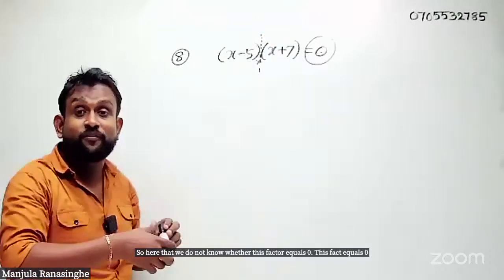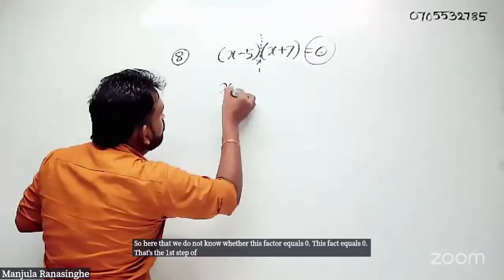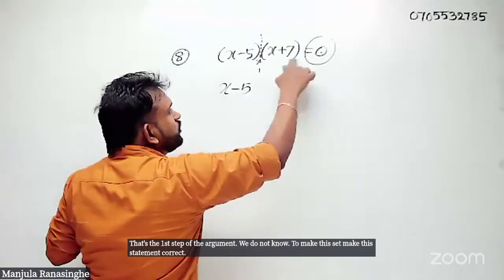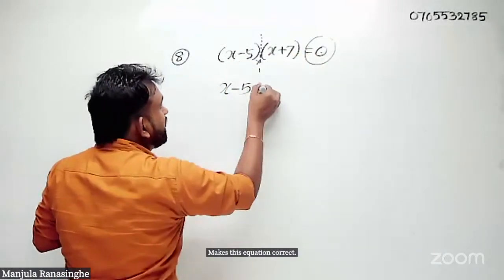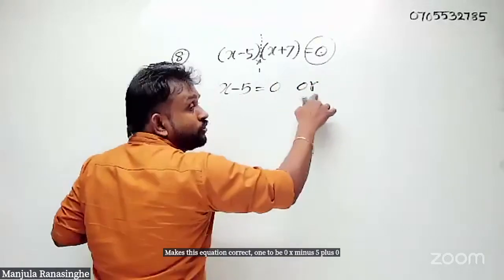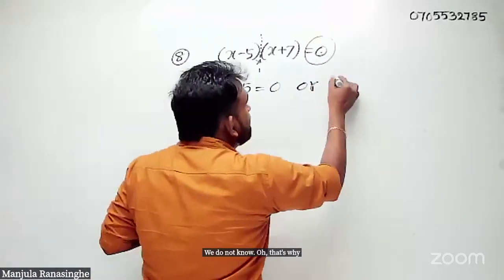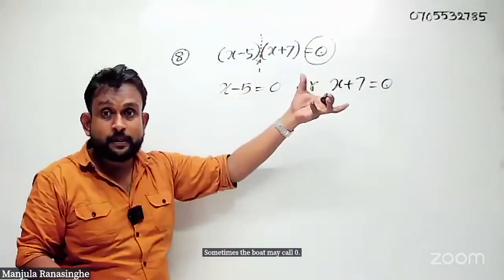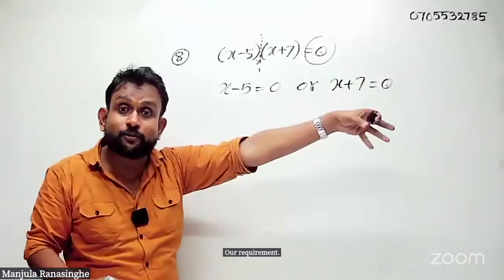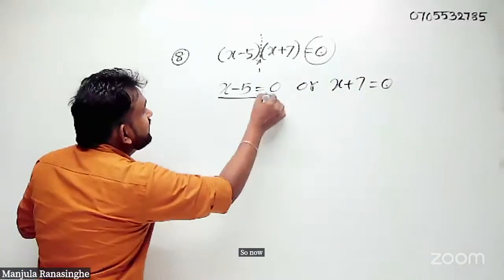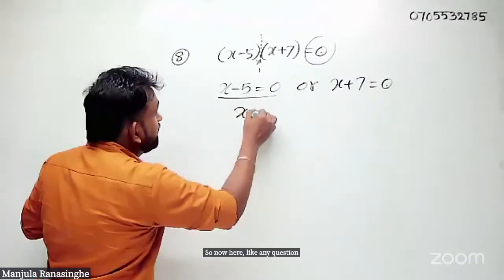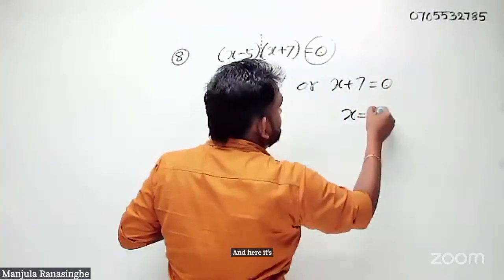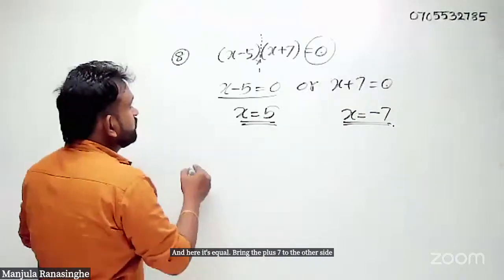That's the first step of the equation. To make this statement correct, to make this equation correct, one has to be 0. So x minus 5 equals 0, or we do not know, x plus 7 equals 0. Sometimes both may equal 0, but our requirement is that at least one equals 0. So now, like a simple linear equation with subject x, x equals positive 5, and here, bringing the plus 7 to the other side, x equals negative 7. So those are the solutions.